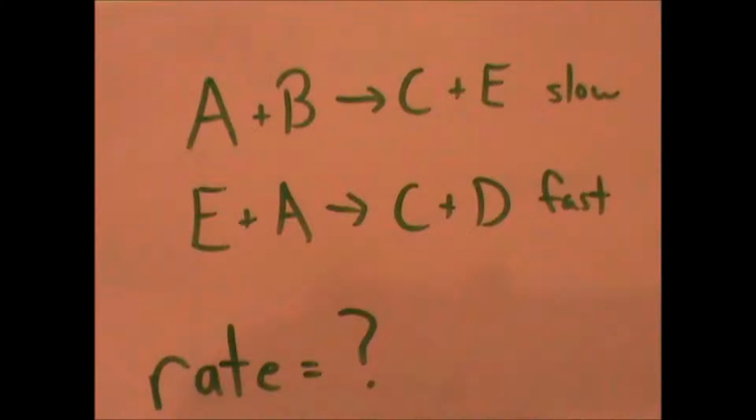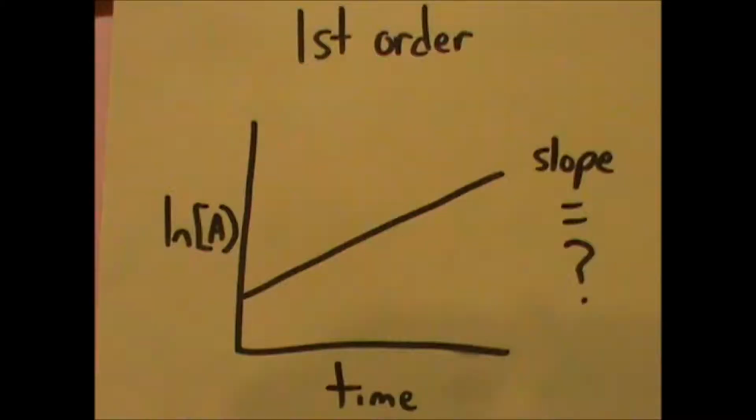So the slow step in here is the rate determining step. It's going to determine your kinetics based on what the reactants are. So your rate is going to be equal to K times A times B, as increasing A or B will increase the collisions between them.